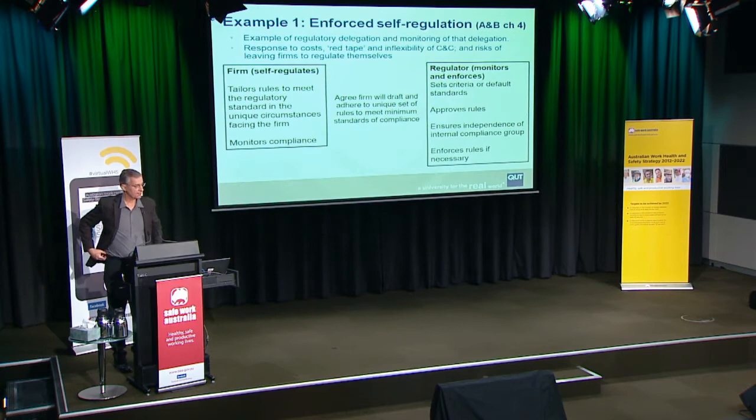Okay, now let me move to my first example. And that's the example of enforced self-regulation. Now, I've done a very brave thing here because I've gone against the order of the discussion in the very famous responsive regulation book by Ayres and Braithwaite, and that's because I'm trying to break out and be a bit of an individual. But I also think it's easier to start with an example of delegated regulatory functions, because I think it makes it easier to understand the richness of responsive regulation. So this is an example of regulatory delegation and the monitoring of that delegation.